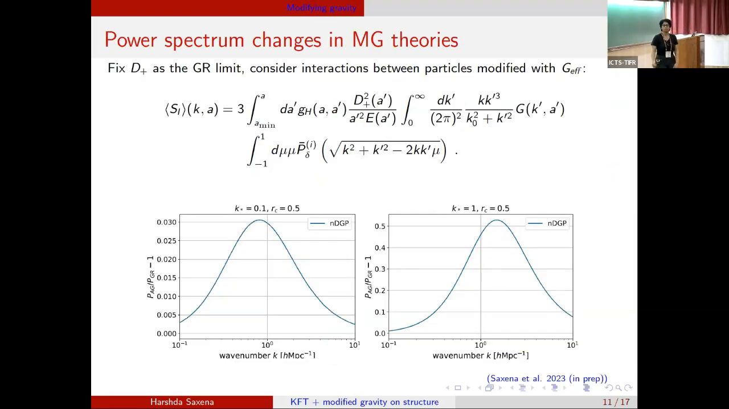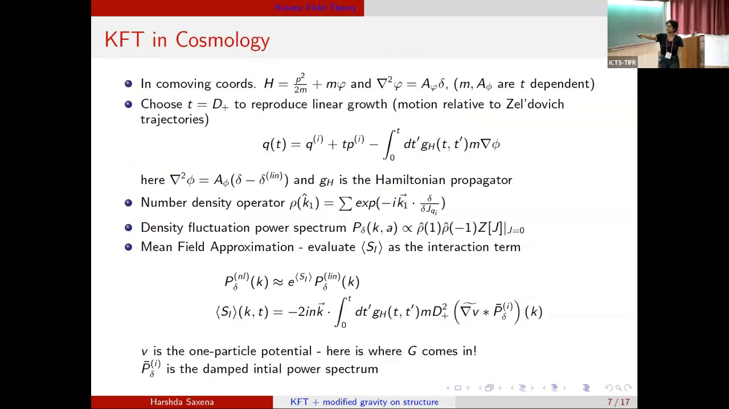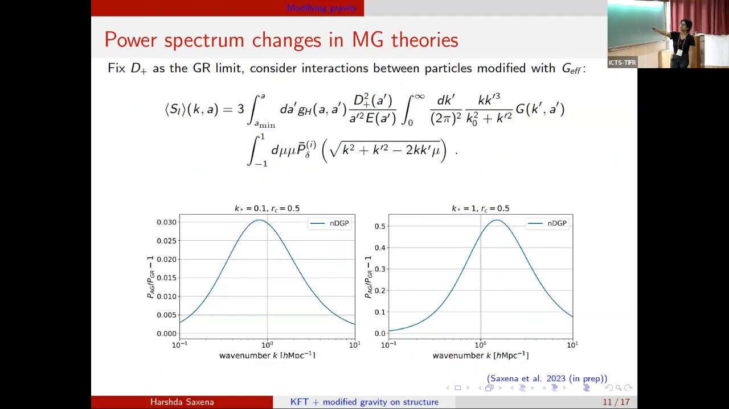Now our work is easy because we just need to plug in. As a first approximation, we'll be fixing our growth factor to the GR limit. I will modify this approximation in a while. But we can just plug this G effective into our KFT theory and see what the interaction term looks like. The interaction term looks something like this. This is just the convolution. I know it looks ugly, but it's not that hard. The good thing is that as long as you can parameterize a modified gravity theory in some form and give that to me as a scale-dependent gravitational constant, I can plug it into the interaction term and give you the nonlinear power spectrum, up until, of course, the mean field approximation is valid.